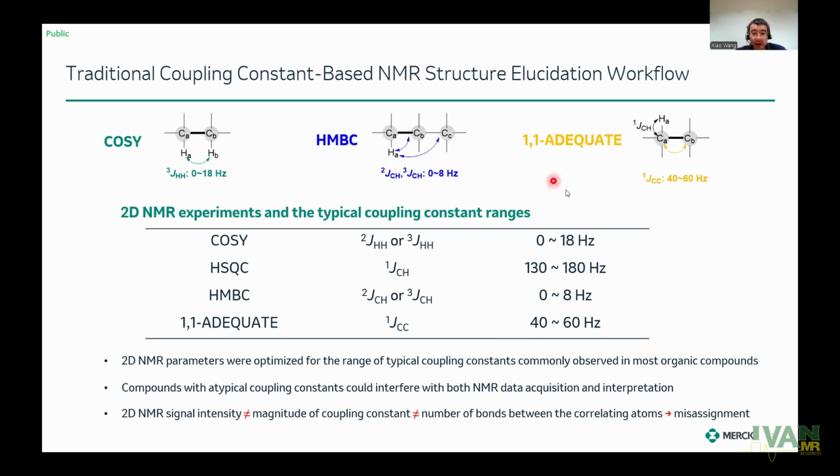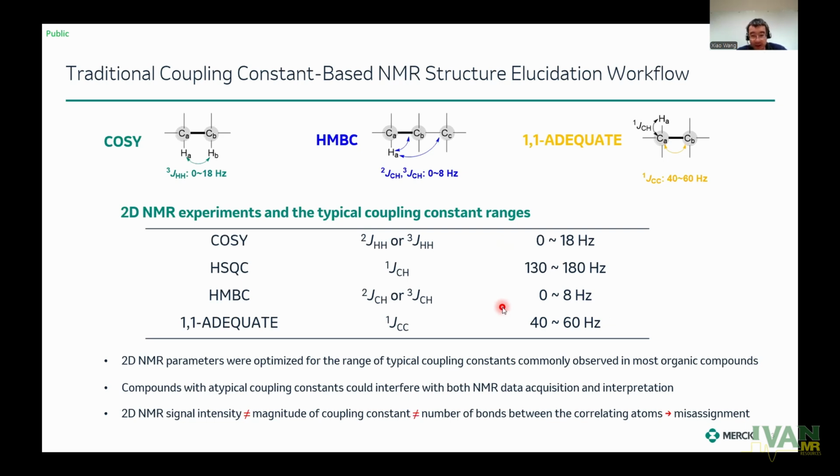However, the problem underlying this workflow is that from all these 2D NMR experiments, what we observe is actually the coupling constant. All the peak intensity is related to the coupling constant and the J-opt you set in the data acquisition parameters. And then we use our experience to translate the coupling constant to structure information, like a strong coupling constant means a short range correlation and a weak signal means a longer range correlation, something like that.